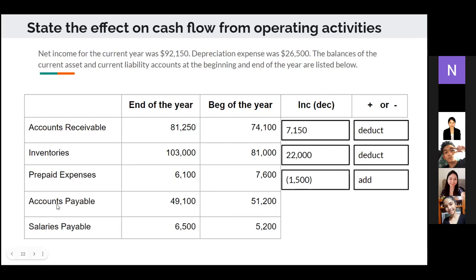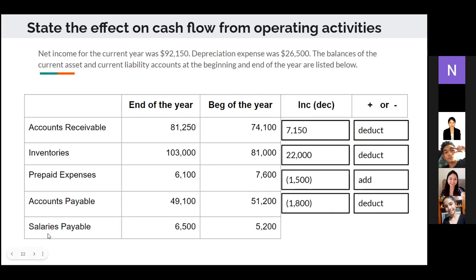And dito naman sa accounts payable, mga current liabilities na. Sa accounts payable, ang beginning natin is 51,200 and nagkaroon tayo ng ending na 49,100. So, meaning nagkaroon tayo ng decrease na 1,800. And na-mention kanina na kapag nagkaroon ng decrease sa current liability, deduction siya. So, deduct. Ayan siya, deduct.